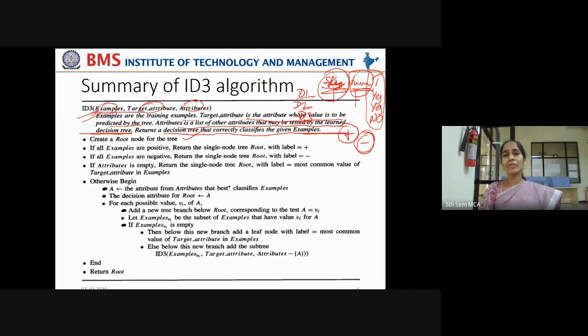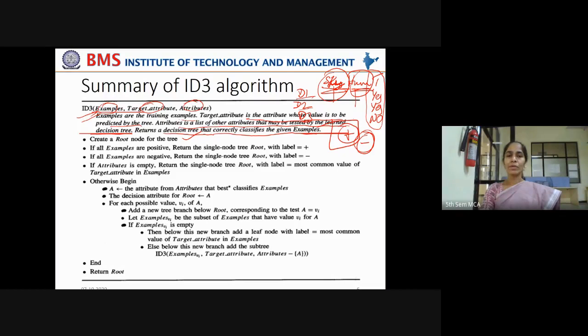Now, how can it learn further? It can't learn anything, right? Whatever the combination of attributes given, all the examples belong to a single class. Then the machine can't construct any decision tree. In that case, it has to stop with the root node itself. That is why, if all examples are negative, return the single node tree root with label minus, or if they are positive, return the root node with plus.